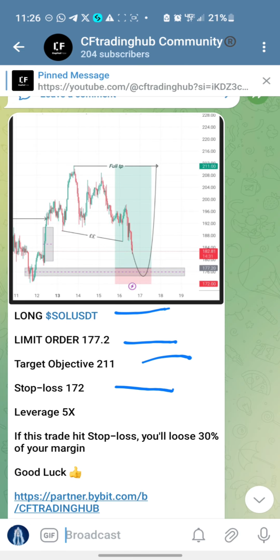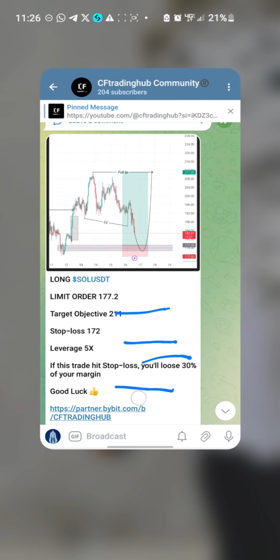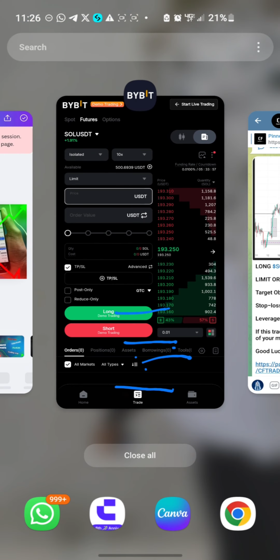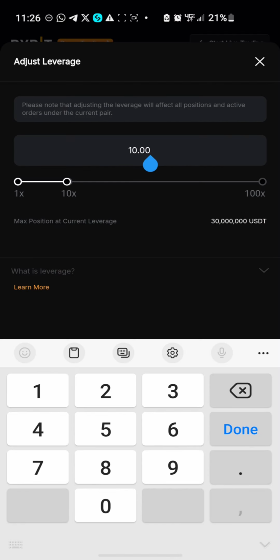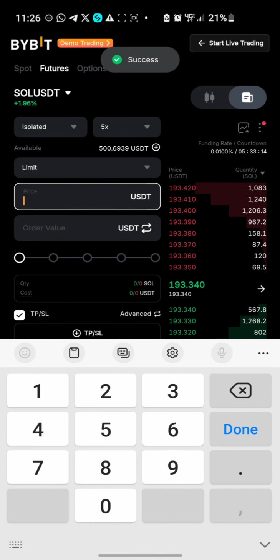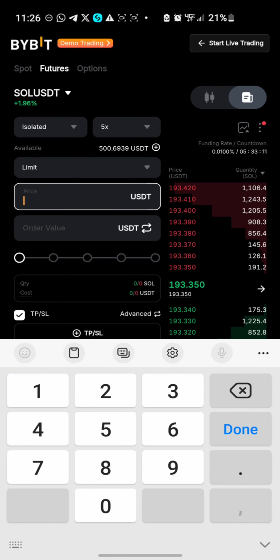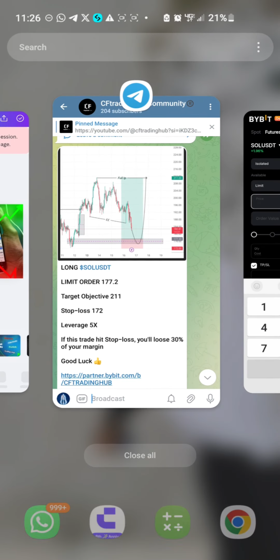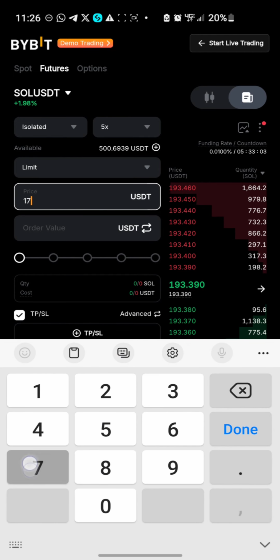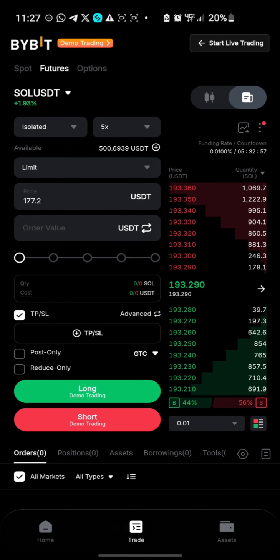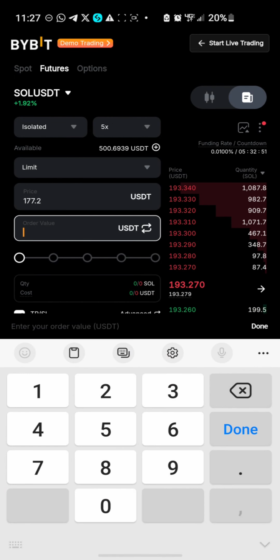So inputting it one by one, let's start with leverage and the limit order. Changing the leverage to 5x, save, and this is the limit order. Now you have to input the entry price, 177.2, and the amount of USDT you are using. That actually depends on you. It depends on the amount of your portfolio. For the sake of this video, I'll be using $100.